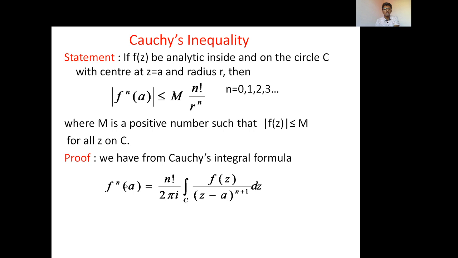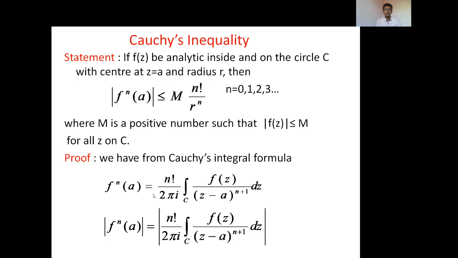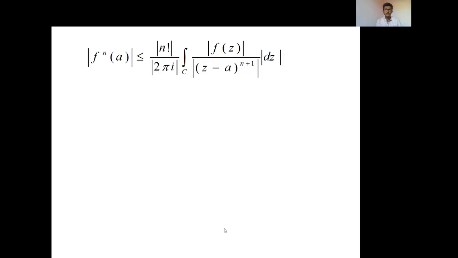The Cauchy's integral formula is f power n of a equal to n factorial divided by 2 pi into the integration. We have to find the absolute value of this, where C is a circle with a as center and radius r. This is r power n, where r is nothing but the radius. To find the absolute value of f power n of a, apply modulus on both sides. Then the modulus of f power n of a is equal to n factorial divided by 2 pi into the integration over C of f of z divided by z minus a whole power n plus 1 into dz.